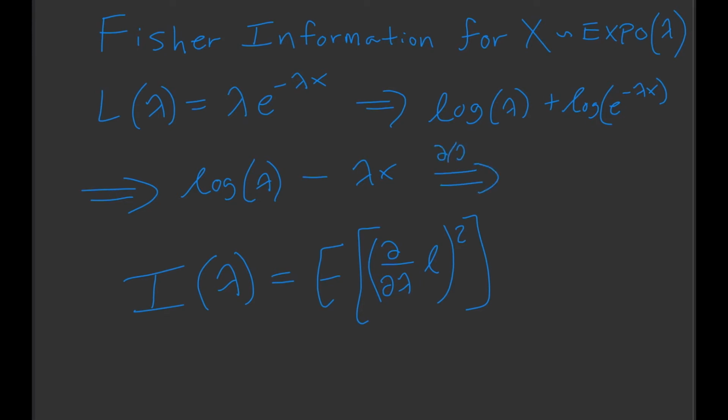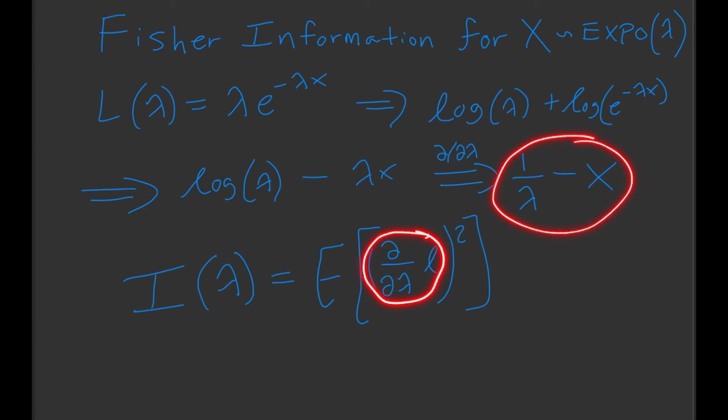So if we take d d lambda, what do we get? So the log of lambda here, that just becomes 1 over lambda. And then here, taking the derivative of this term, we just get minus x. So now this part here, this is this part here, so we still need to square it. So to make things a little simpler, let's get some more room on the next page here.